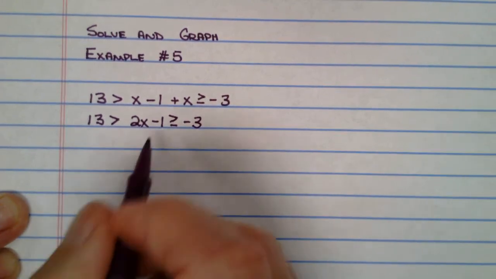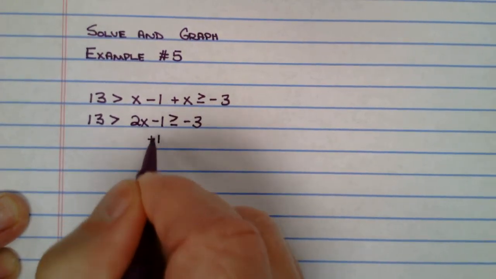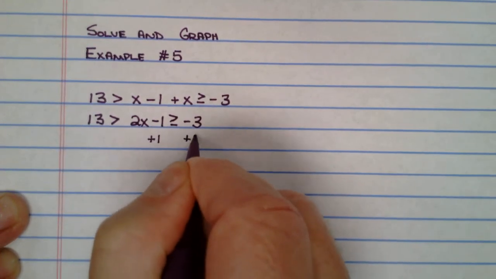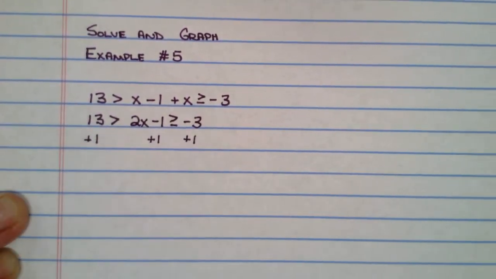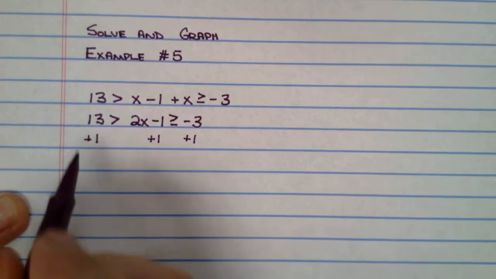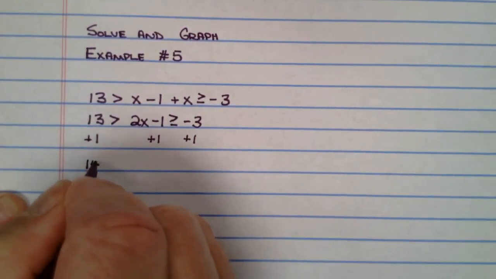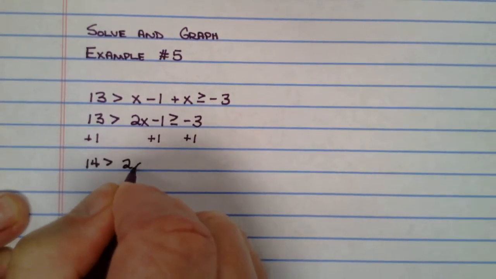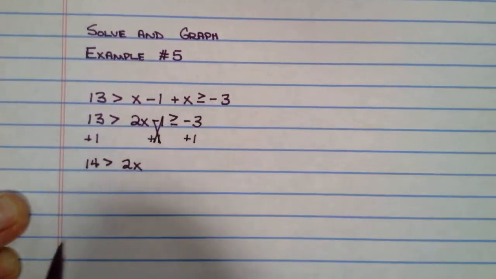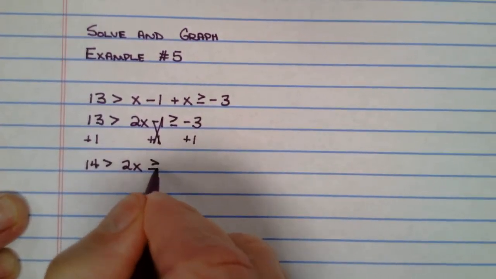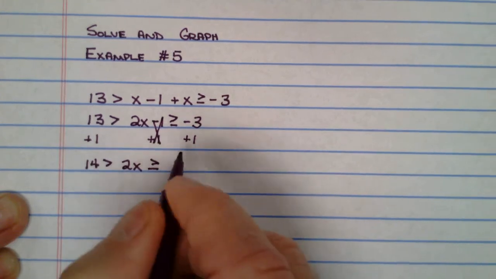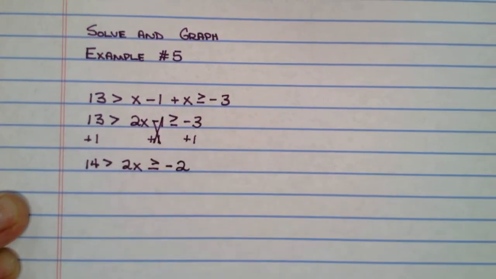Now that this middle section is simplified, I need to get rid of this negative 1 and this multiplying by 2. I'm going to do my adding and subtracting first. The opposite of negative 1 is plus 1 to eliminate that negative 1, but I also need to do it to each side of this inequality. 13 plus 1 is 14. This is eliminated like I wanted it to be. Negative 3 plus 1, negative 2.